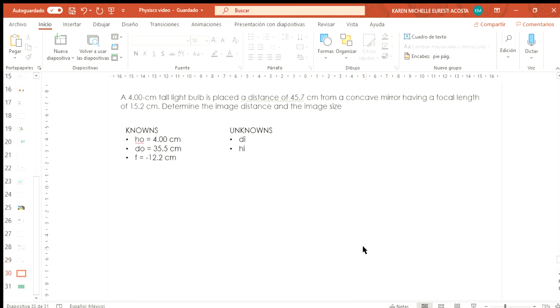And we have this problem. It's kind of like the other problem. It says a 4 centimeter bulb is placed at a distance of 45.7 centimeters from a concave mirror having a focal length of 15.2 centimeters. Determine the image distance and the image size. We have the knowns, that is the height, 4 centimeters, distance, and the focal length. And we have the unknowns that are the ones we're looking for.